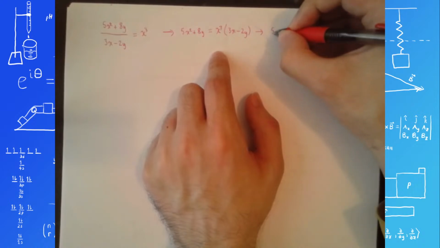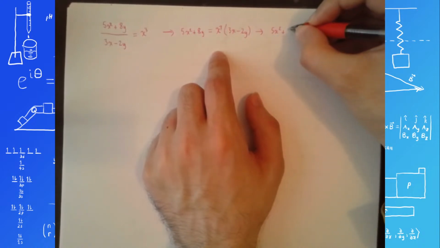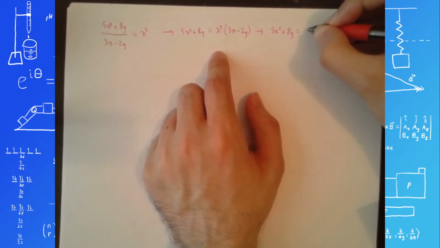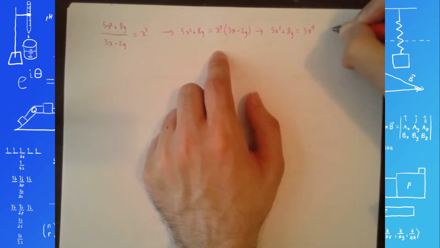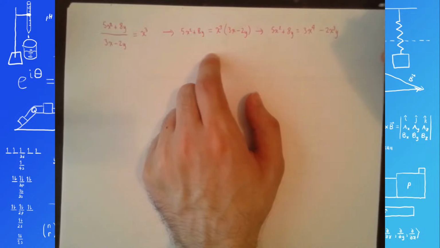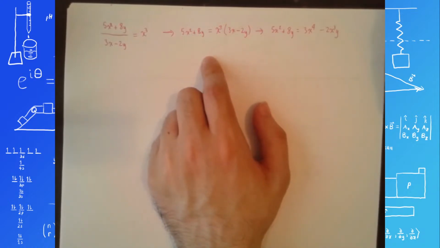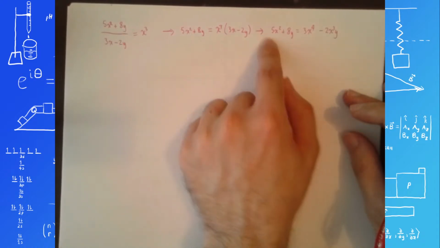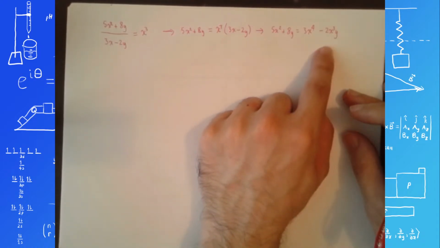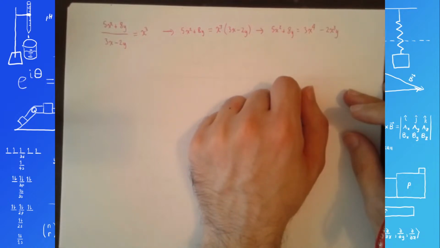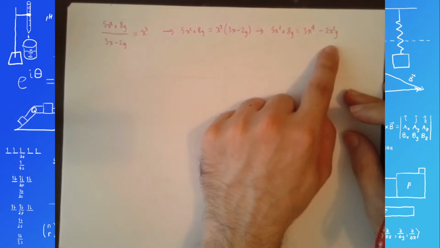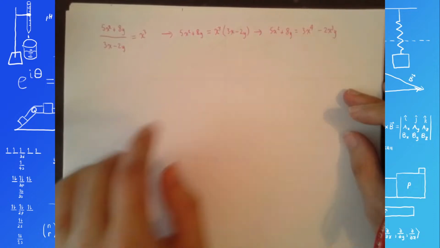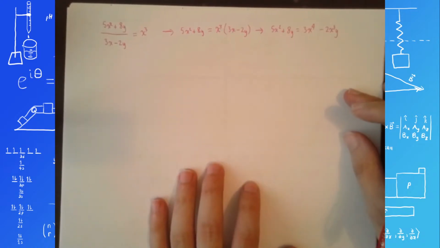So I would get 5x squared plus 8y. If I distribute the x cubed, that's 3x to the fourth minus 2x cubed y. Then I want to group the y terms together and group the x terms together, so I'll add 2x cubed y to the left and subtract 5x squared to the right. You could do the opposite. You could subtract 8y to the right and subtract 3x to the 4 to the left.